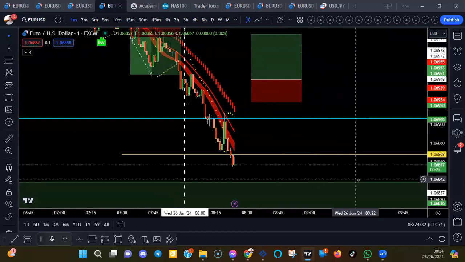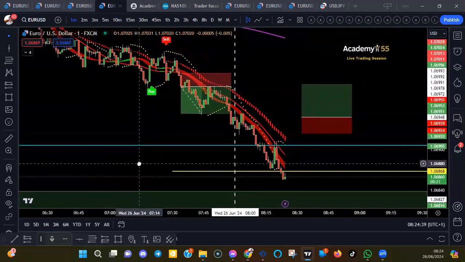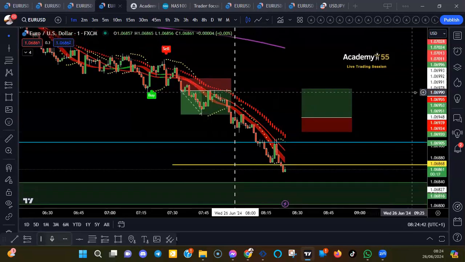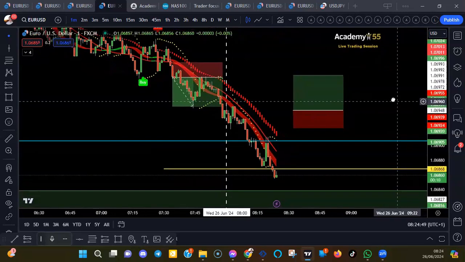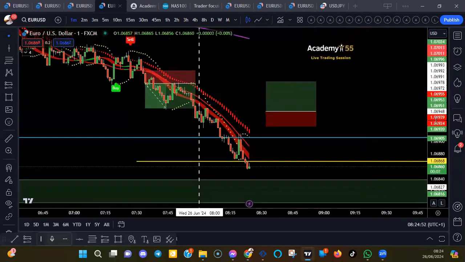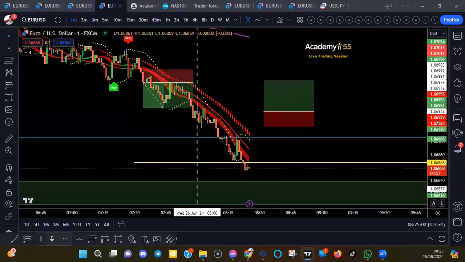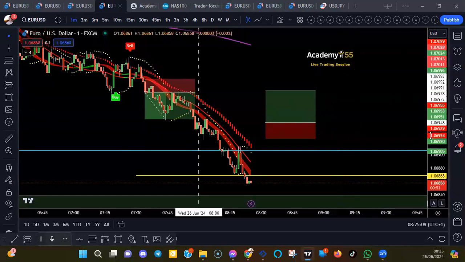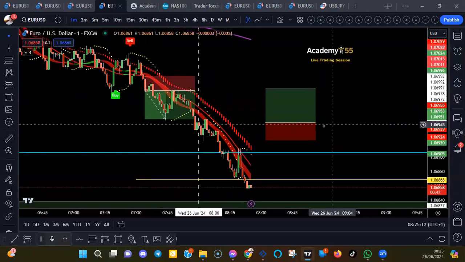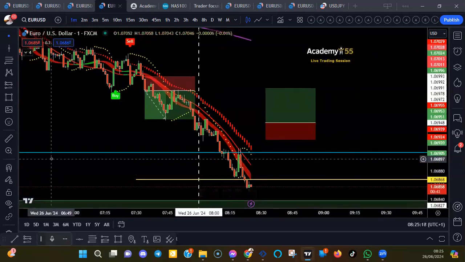But our Academy 55 indicators are incredibly adept at keeping you in good trades and keeping you out of bad ones. And that's what it's all about. Does it work all the time? Of course it doesn't, because if it worked all the time, we'd be billionaires. But it works enough with me to make a nice, comfortable living out of it. And we want the same for you guys as well. But you have to follow the rules.